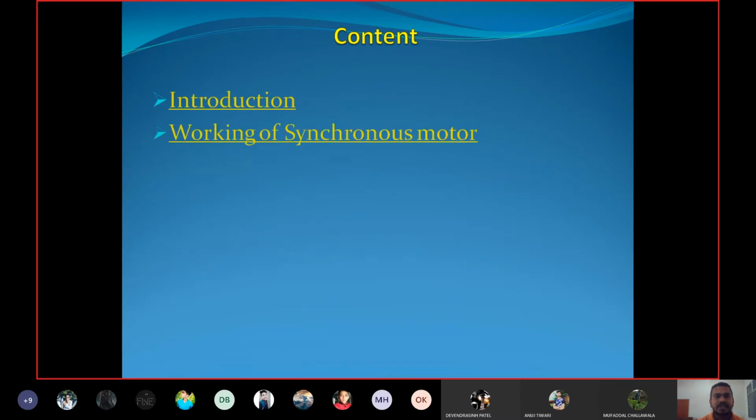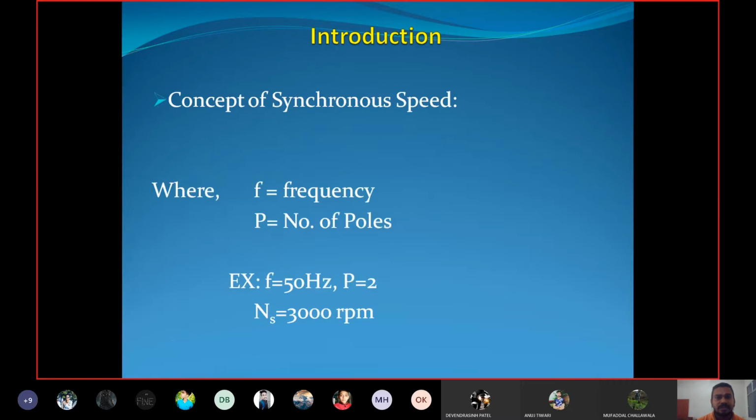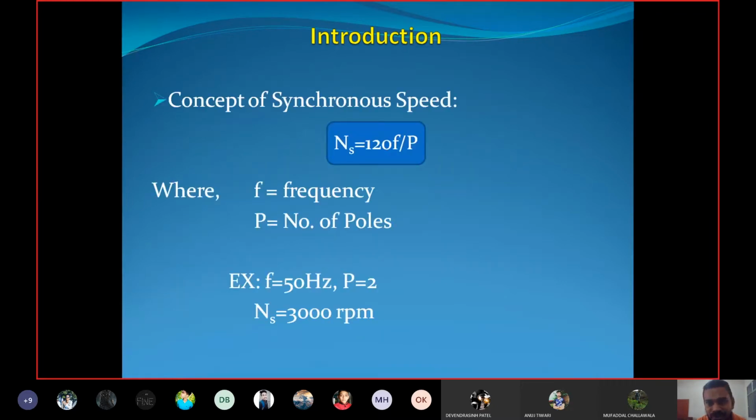Today's content: introduction about the synchronous motor, working of synchronous motor, and then we will conclude it. Okay, so introduction. First of all, how can we define the synchronous motor? For that we have to know the concept of synchronous speed. Synchronous speed Ns is equal to 120 f by p, where f is the frequency and p is the number of poles.